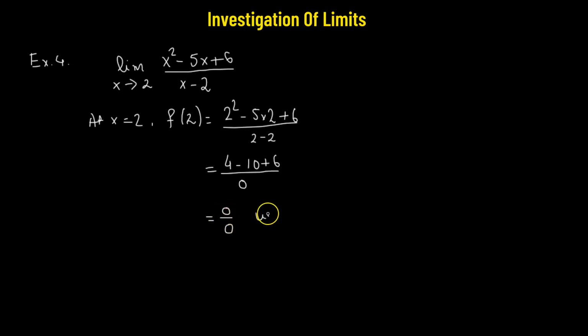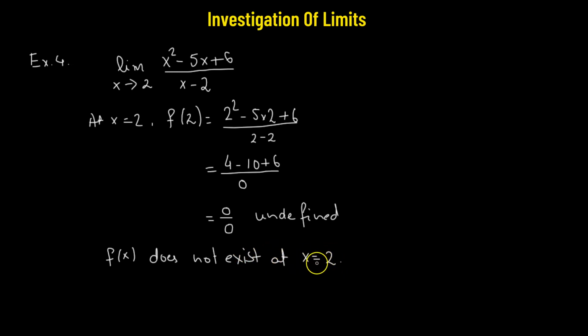Again, this is undefined because this cannot be determined. So we can say that our given function f of x does not exist at x equals 2. Although the function does not exist at x equals 2, what we're trying to find out is the limiting value of this function when x approaches 2, or the value of this particular function in the neighborhood of x equals 2.